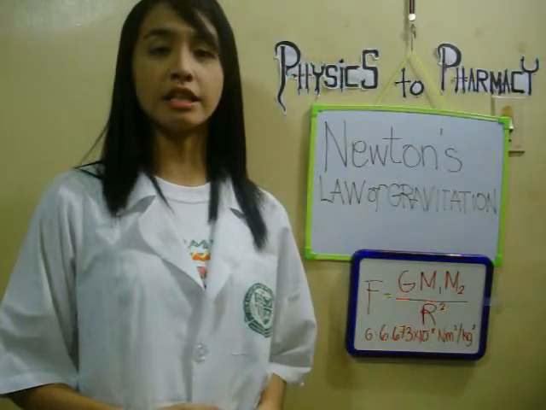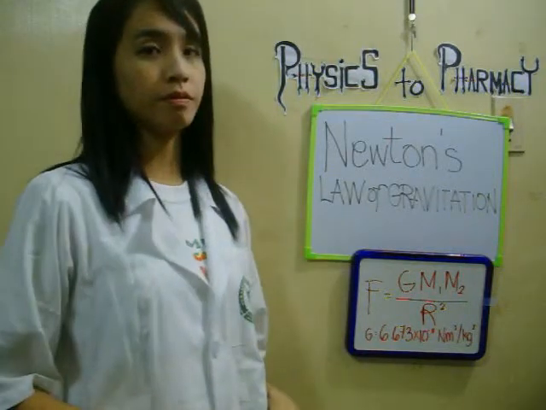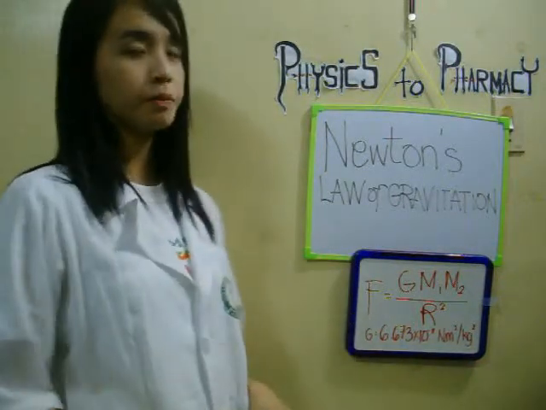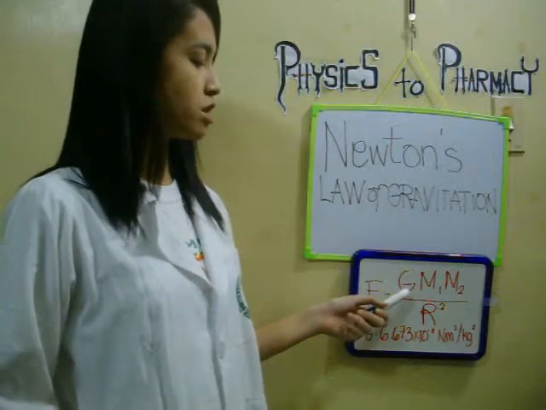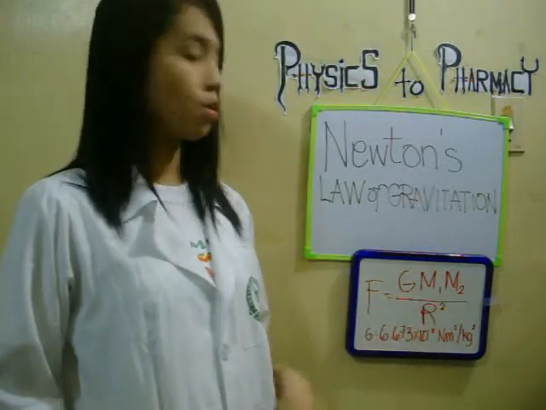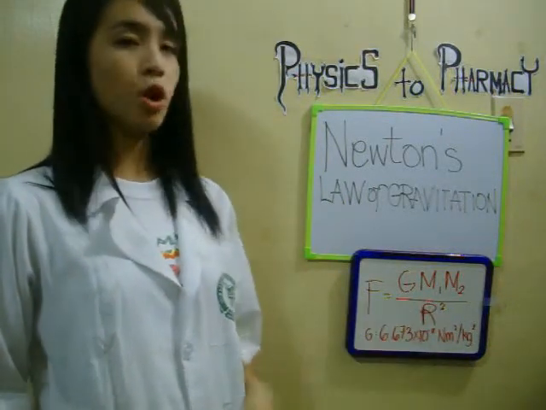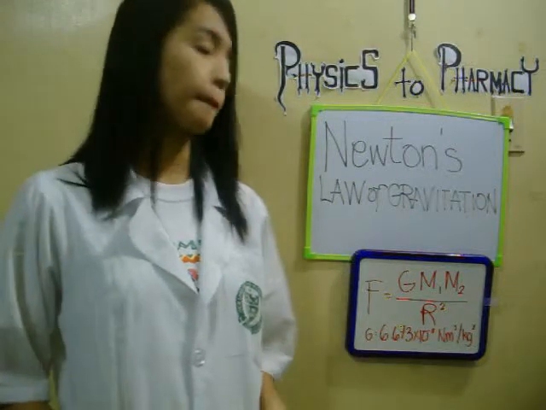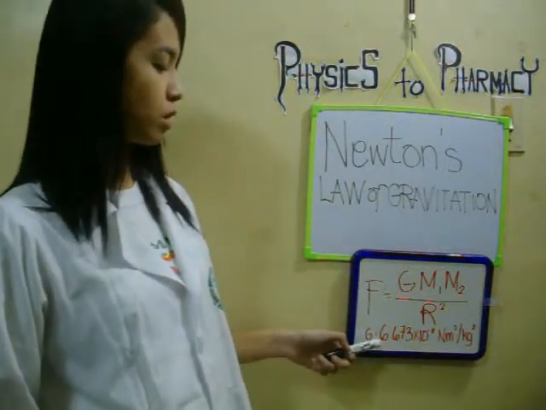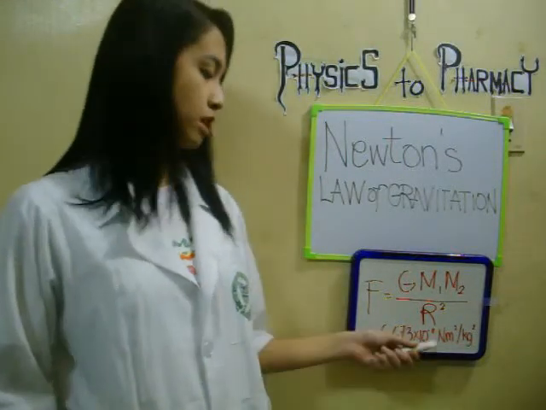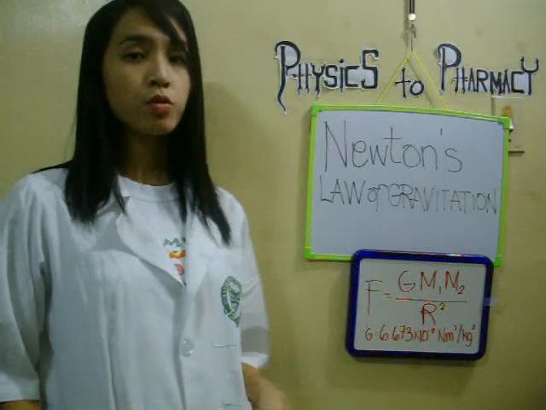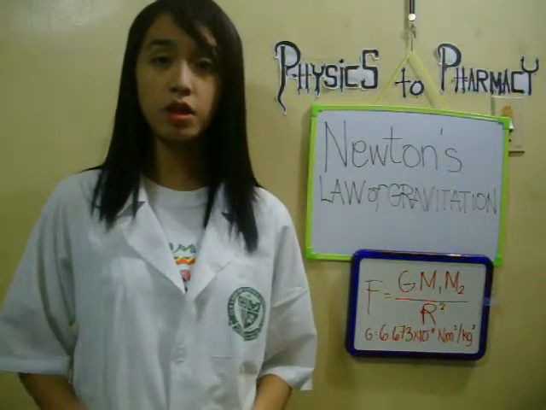Another discovery by Sir Isaac Newton is the law of gravitation, which states that every particle of matter attracts every other particle. So he derived this formula: F is equal to G times m1 times m2 over r squared, where m1 and m2 are the masses of the particles, r is the distance between the two particles, and G is the gravitational constant, which is equal to 6.673 times 10 to the negative 11 Newton meter squared over kilogram squared. Through this formula, we can determine the gravitational attraction between two objects.